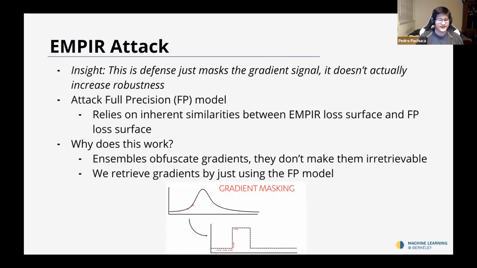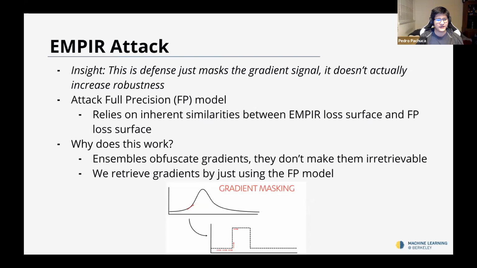We can attack this. The insight here is that this defense just masks the gradient signal. It doesn't actually really increase the robustness. A big consequence of ensembles is that it masks the gradient because it uses several different models that either vote or average on an output.